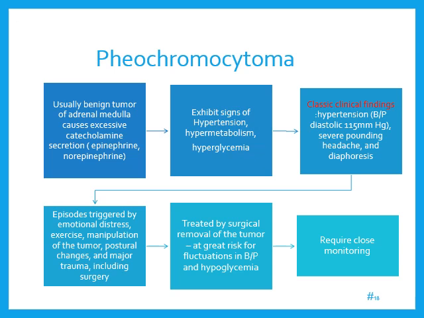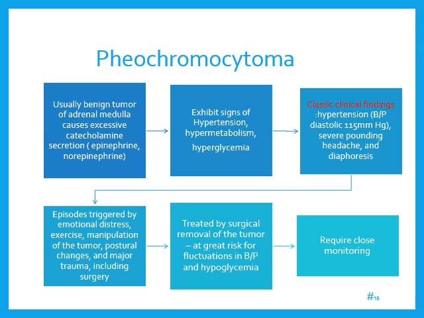Before surgery, the surgeon attempts to normalize their vital signs with adrenergic agonists, drugs that would block the effects of catecholamines. That catecholamine release, remember, is our epi and norepinephrine. So let's look at this grid I've made for you on the pheochromocytoma. It's usually a benign tumor of the adrenal medulla that causes excessive catecholamine secretion. So epinephrine and norepinephrine, your fight or flight type of hormones.